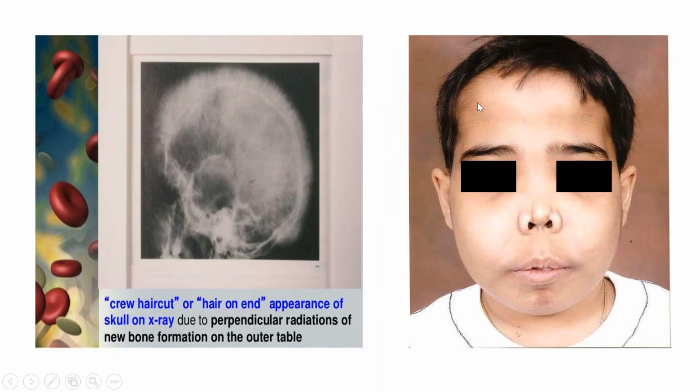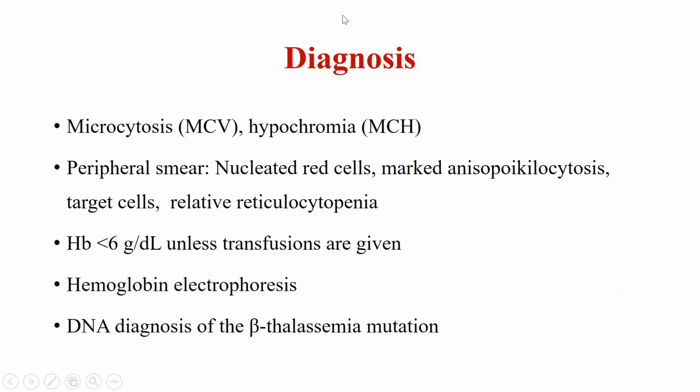So this is a typical thalassemic facies. There is maxillary hyperplasia, frontal bossing, flat nasal bridge. And on the X-rays, you have a hair on end appearance, okay, due to the various radiations, which is new bone formation on the outer table. So these are the very typical features. These are mainly because of the increased erythropoiesis that is happening in the body and the bone marrow. Diagnosis is through peripheral smear, hemoglobin electrophoresis, and also the mutation analysis that is being done nowadays.